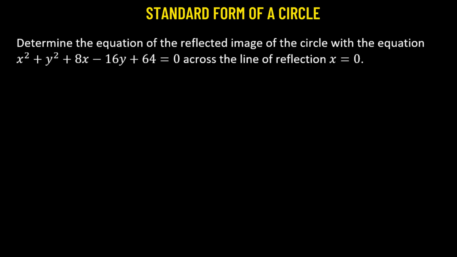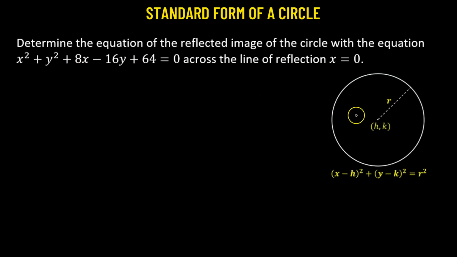In this problem, we need to determine the equation of the reflected image of a circle whose equation is given by x squared plus y squared plus 8x minus 16y plus 64 equals 0 across the line of reflection x equals 0. So first, let's try to rewrite this given equation of the circle in a standard form.